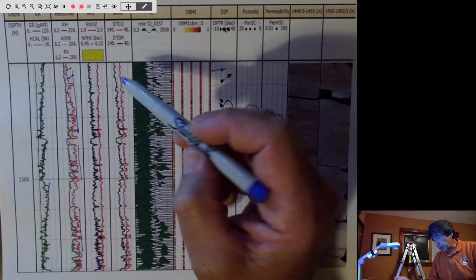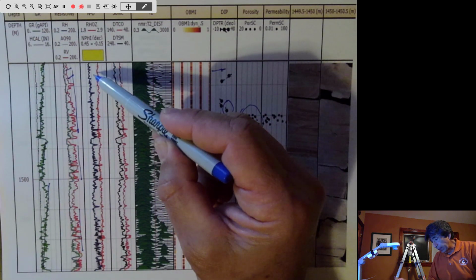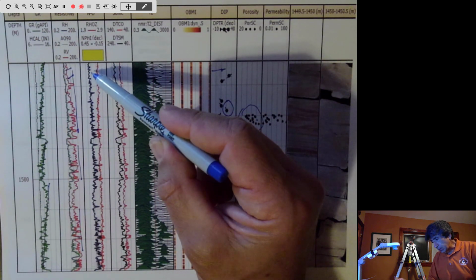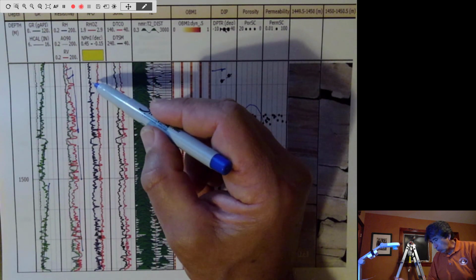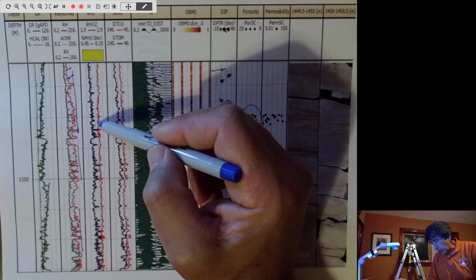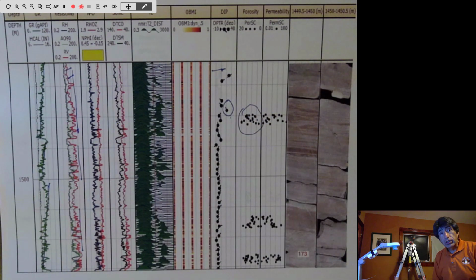The other thing that we observe in these examples is that despite the fact that all of these formations are saturated with heavy oil, we don't see a crossover between neutron and density logs, which is the consequence of the presence of the shale laminations. Remember, the presence of shale laminations is going to mask the crossover that we would otherwise see in clean sandstones.